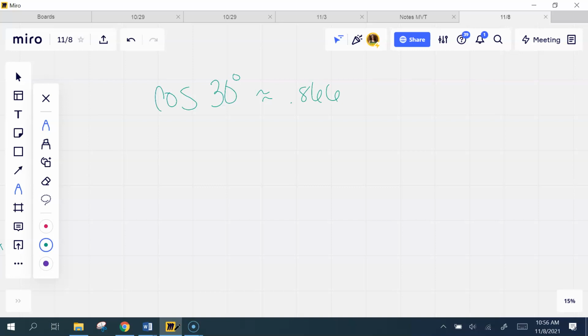What if I asked you to find... This is just calculator. This is modeled after the homework. Homework, this is number 25. 25 asks you to find the secant of 45 degrees. You don't have a secant button on your calculator, so what can you do? That's exactly right. Tell me what you get.